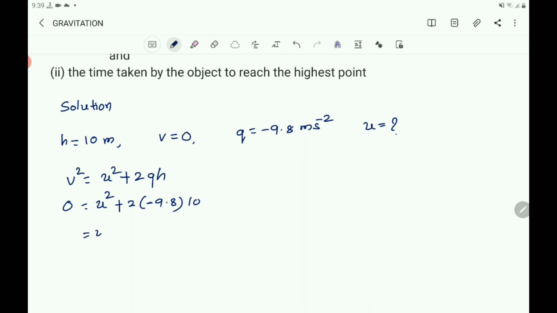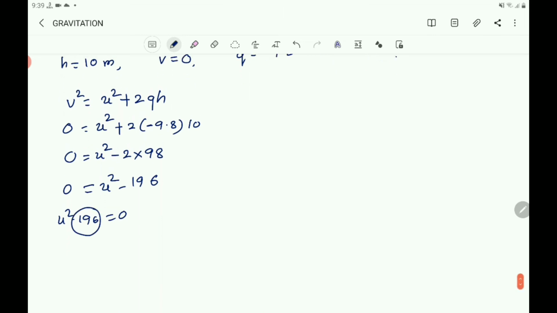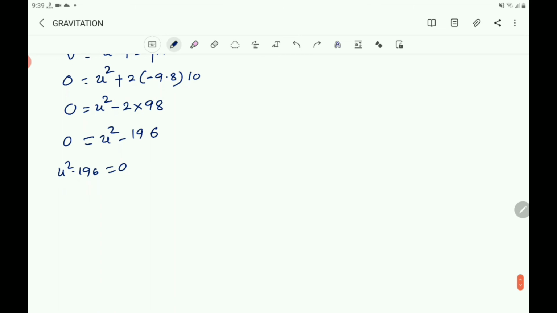So that becomes 0 equals u square minus 2 into 9.8 into 10, which is 196. Then interchange LHS and RHS, that is u square minus 196 equals 0. Then you transfer the minus 196 to the RHS, that becomes u square equals 0 plus 196. Then you take the square root on both sides.